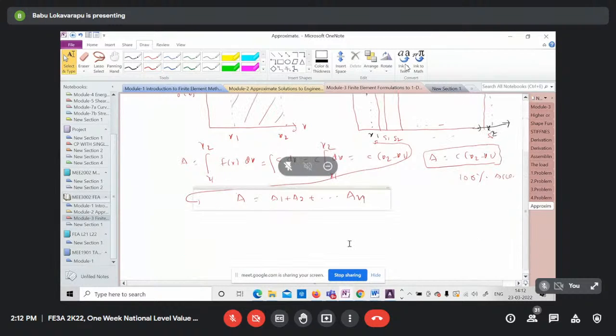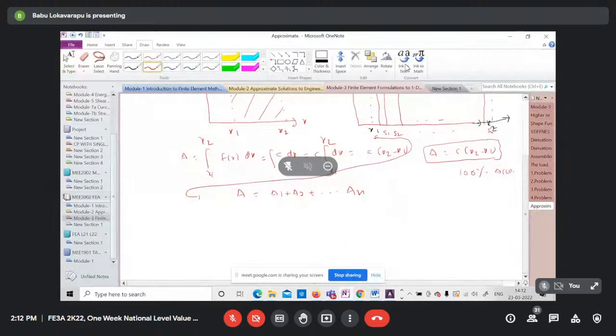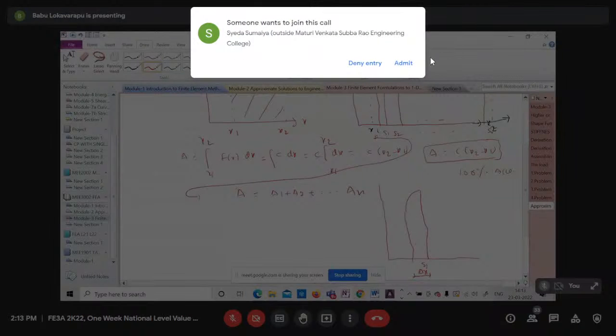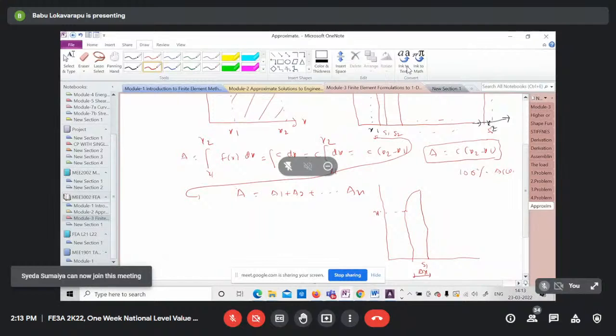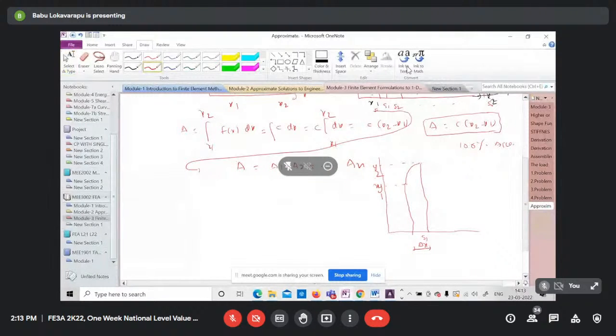Now, how to find out the first area? The first slice I'm talking about, if you draw it to a larger scale, this is our first slice, and I'm just drawing an analogous curve. This is slice 1. Let us say this is delta x, and let us say this point is y1 and this point is y2. I want to find out the area of this slice.